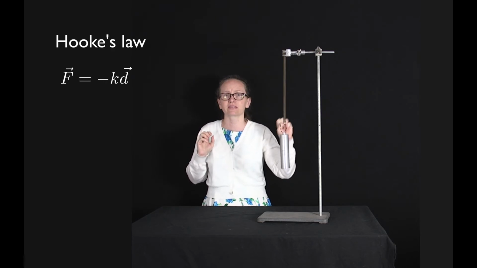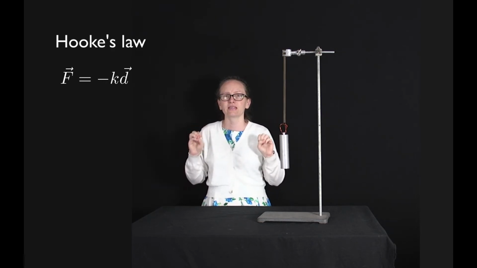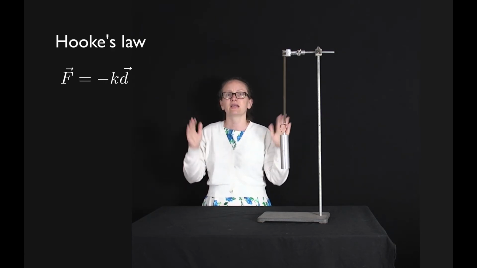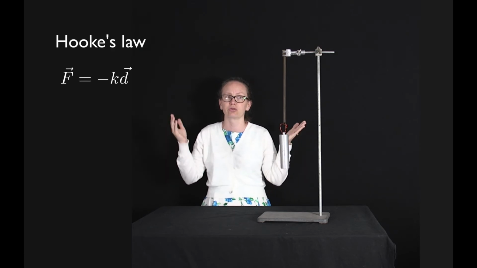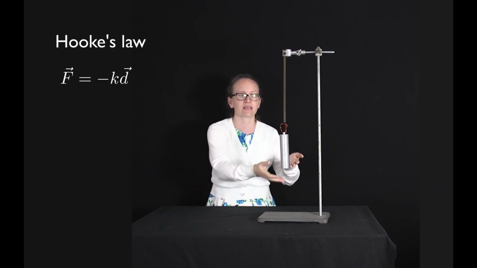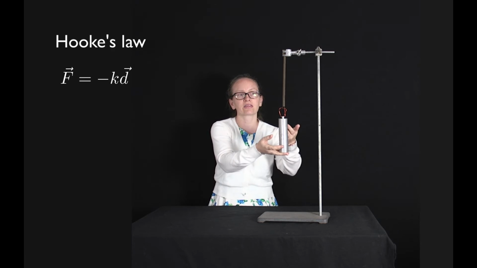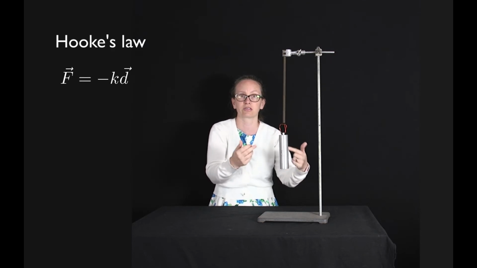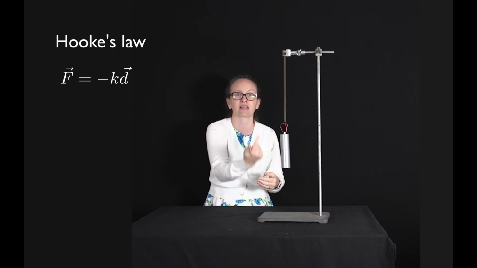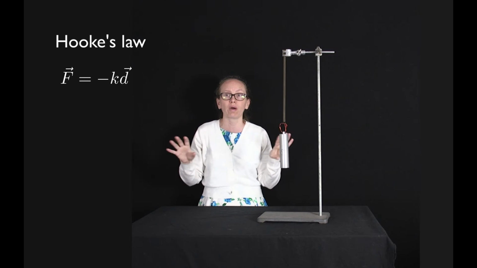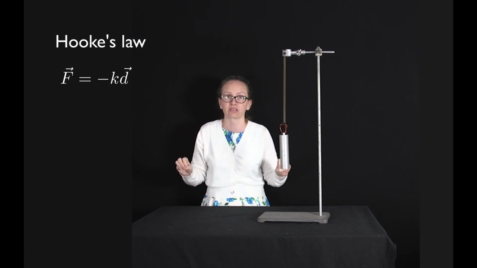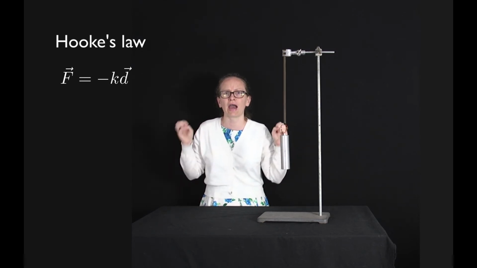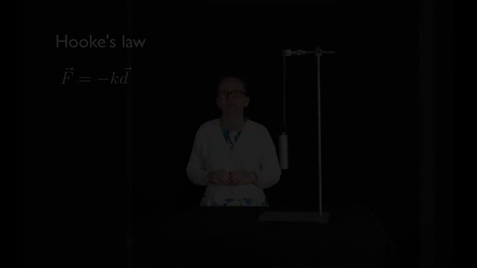Now the negative sign there is important, and it tells us that the displacement is in the opposite direction to the force. So in this case, when I hung the mass from the spring, the spring extended downwards, but the force that the spring is applying to the mass is an upwards force. So those are always in opposite directions. So let's have a go at an example problem now.